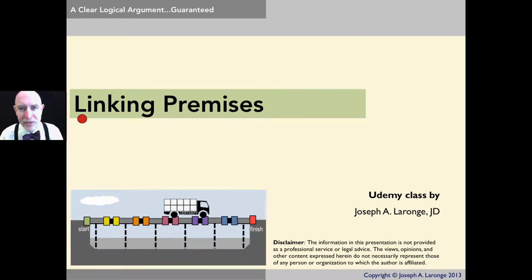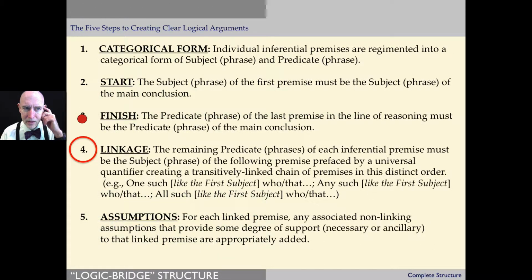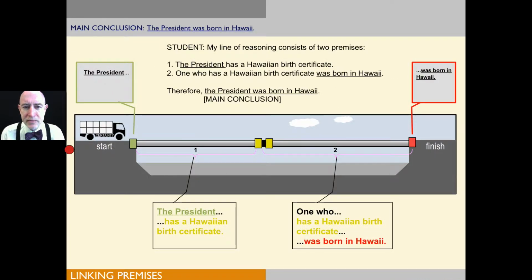Hi. In this segment, we're going to talk about the fourth step in the 5 steps of creating a clear logical argument, and that's linking premises. You can see we've covered the first 3 steps. Right now, we're on the 4th step. And we'll begin to explain that by discussing a simple argument.